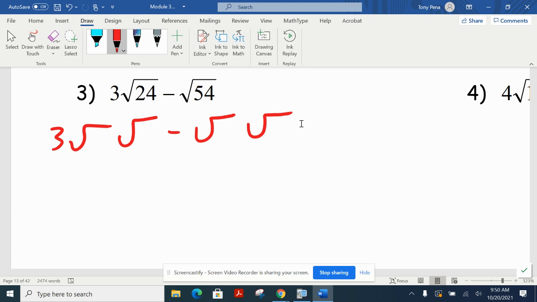All right. Jacob, 24. What numbers did you use? 4 and 6. Good. 4 times 6 gives us 24. 4 is the perfect square. There aren't any bigger ones. All right. Then we go to 54.